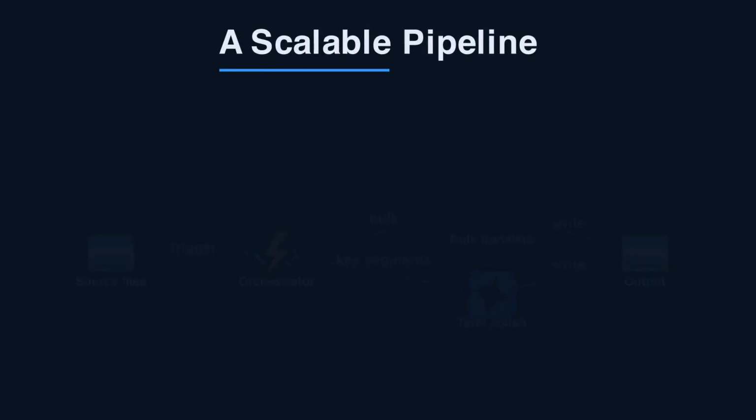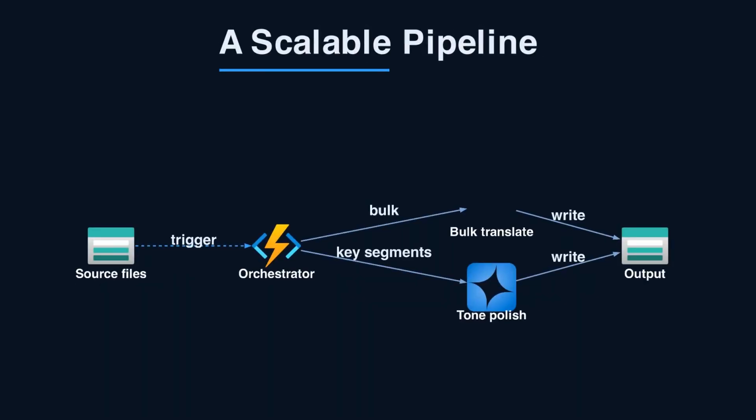In practice, many teams combine both. Files land in Blob storage and trigger an Azure function. The function sends bulk content to AI Translator for the heavy lifting, then routes only the high-value or tone-sensitive segments to Azure OpenAI for a polished pass. Results go back to Blob storage for delivery. This gives you Translator's cost and throughput on the bulk, and the LLM's nuance only where it actually pays off.